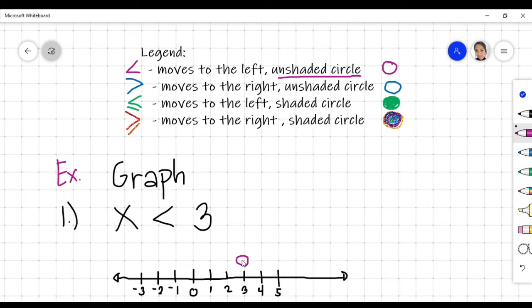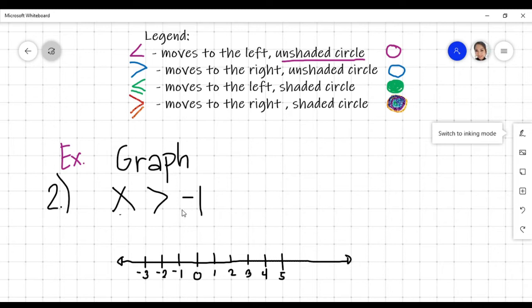Then we will move to the left. So make a movement to the left. Do not forget the arrow, meaning the numbers included in the set are the numbers pointing to the left. So here, since above 3 there's an unshaded circle, therefore 3 is not included in our solution set.